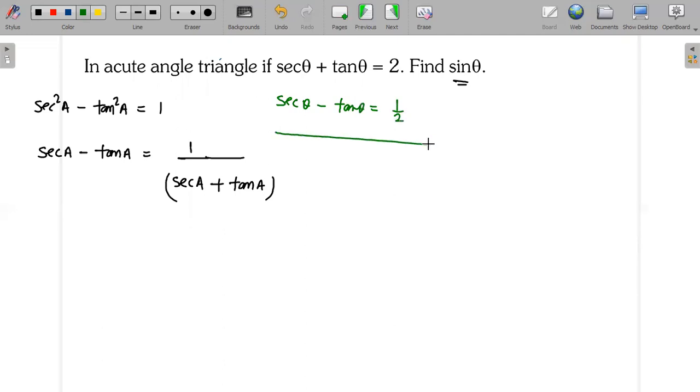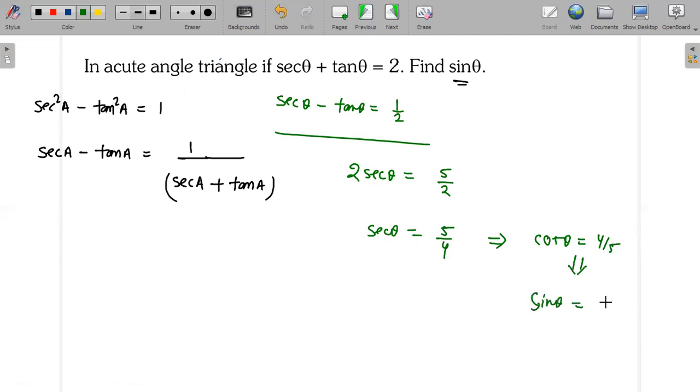If I add these expressions, I'll end up getting the value of 2 secant theta equal to 5 over 2. There we go. Once we get the value of secant theta, it is equal to 5 by 4. That means we know the value of cosine theta, that is 4 over 5, and it will give two different outputs for sine theta. If I use the first trigonometric identity, sin theta will be either positive 3 by 5 or negative 3 by 5. But since it is given that the angle is an acute angle, we have to settle with one response only. So there we go. Sin theta equal to 3 by 5 will be our response.